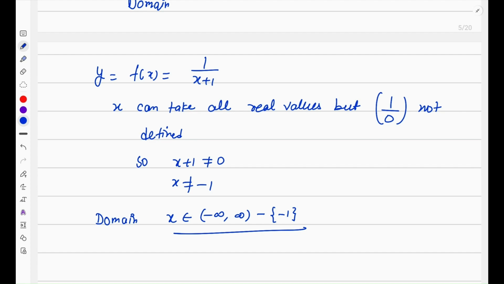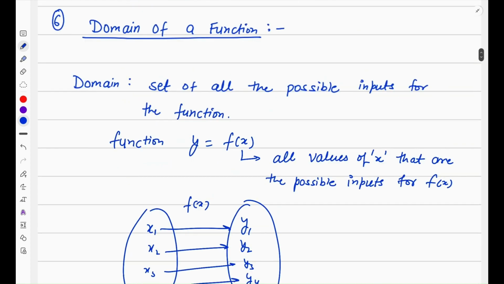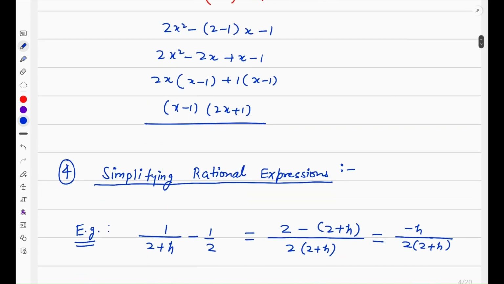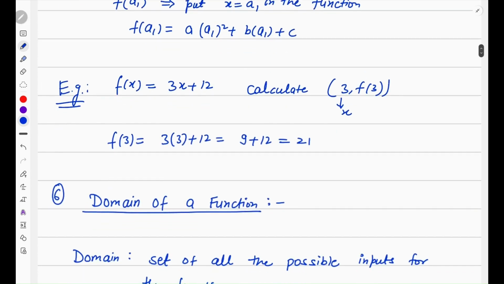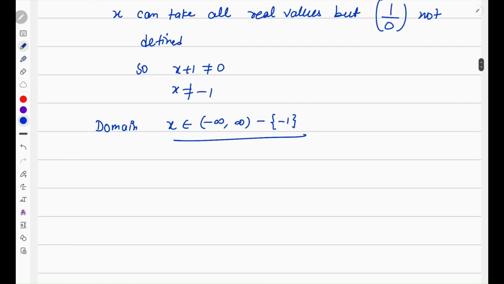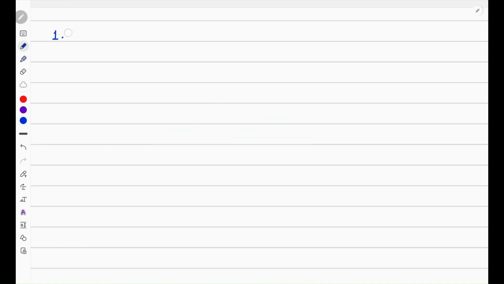So these are the few prerequisites for this course. Hope you understand. Now our first topic: rates of change and the slope of a curve.